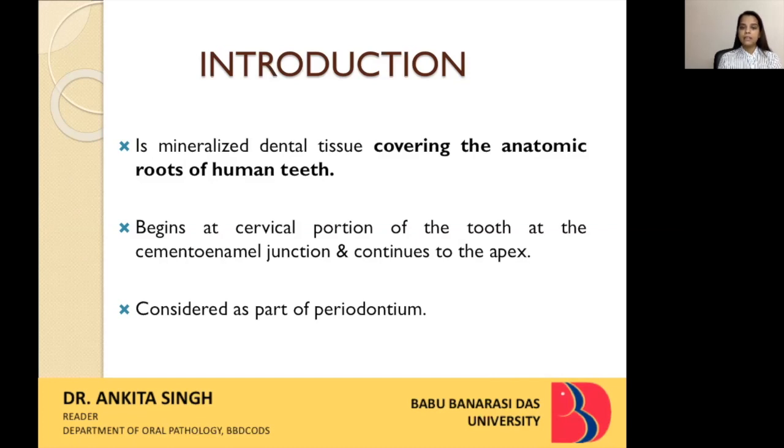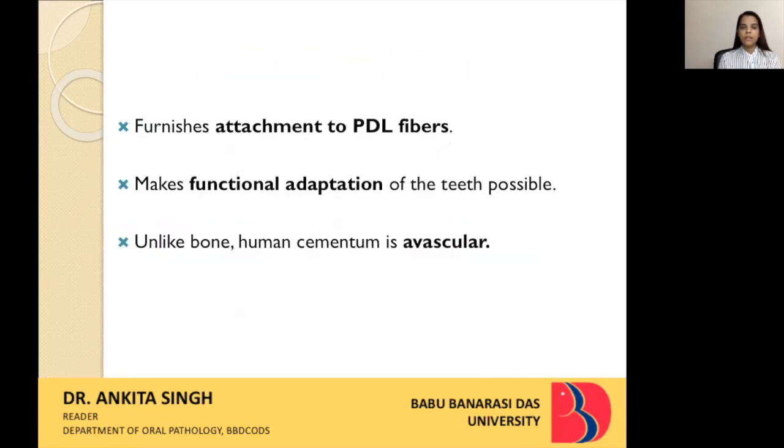It begins at the cervical portion of the tooth at the cemento-enamel junction, which we can say as CEJ, and it continues to the apex. It is considered a part of the periodontium, and it furnishes attachment to the periodontal ligament fibers, which we can say as PDL fibers. It makes functional adaptation of the teeth possible, and unlike bone, human cementum is avascular.